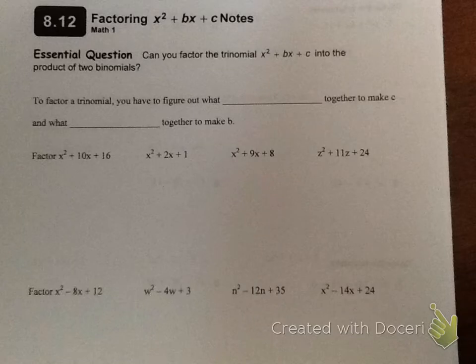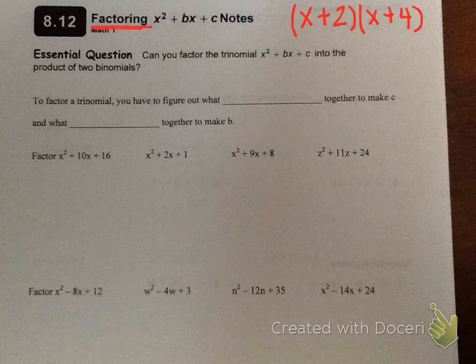Alright, 8th graders, today we're going to talk about factoring. And so all factoring means is that we're going to do the opposite of multiplying polynomials. So factoring is the opposite of foiling.